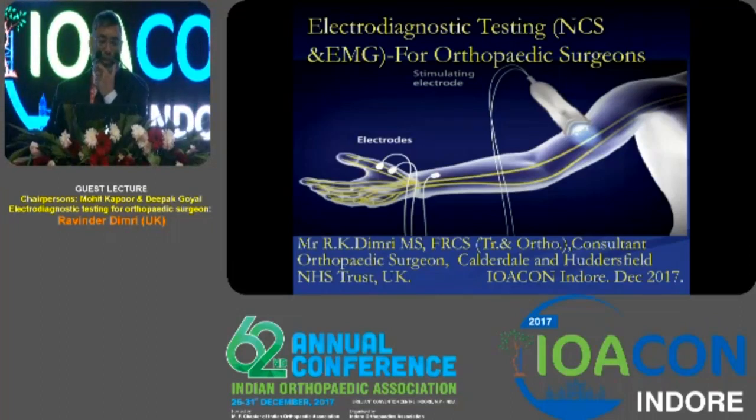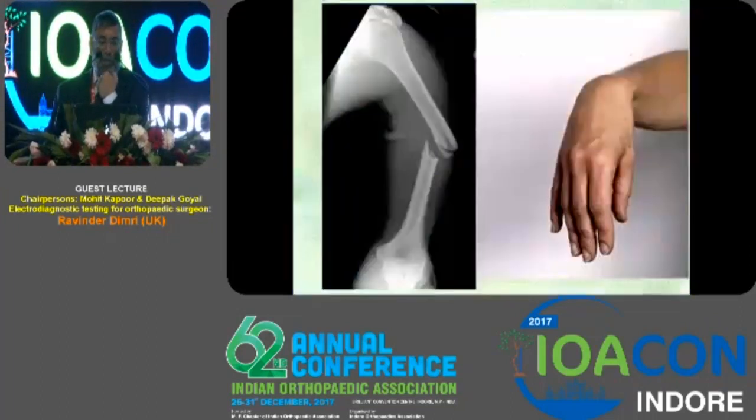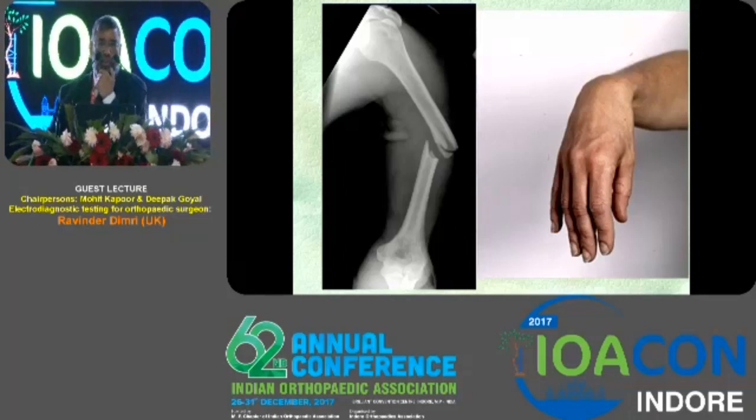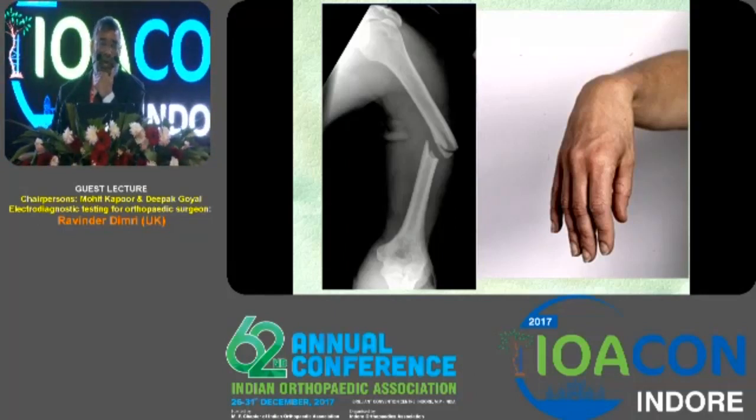My talk is on electrodiagnostic testing for orthopedic surgeons, and I'll keep it very brief and very relevant to 80% of orthopedic surgeons. The first thing is, if you get a closed fracture and neurological deficit, how do you use electrodiagnostic tests to reach a conclusion whether to explore this nerve or to continue to treat it non-operatively?